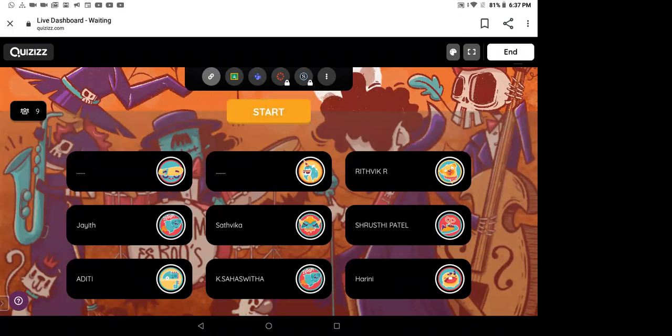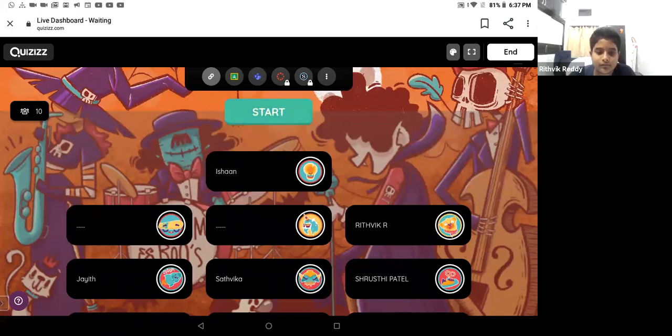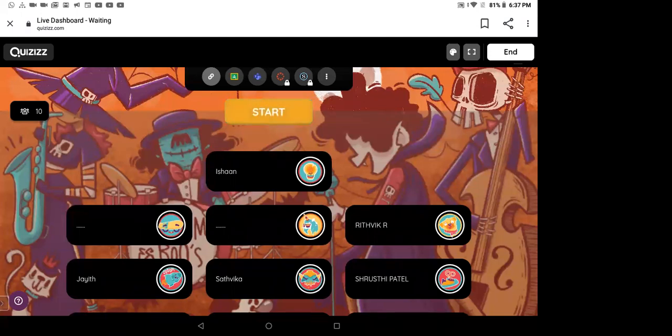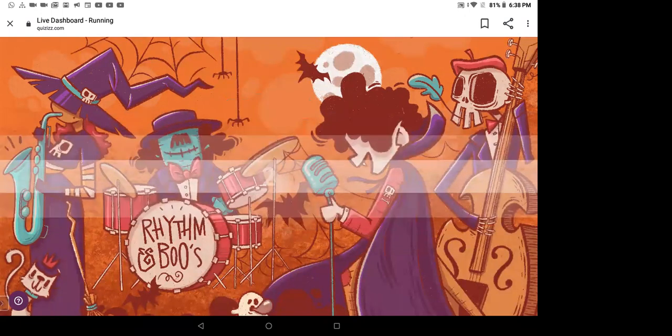Yes, ma'am, start. I can see only Ritvik R, Srusti Patel, Sarpika, Jait, Aditi, Sahasrita, and Harini. Ishan joined. What about Ritvik Reddy? Ma'am, I'm not getting the quiz, ma'am. Ma'am, you can just remove the dot. Those are both devices. I will remove, I won't accept. All the best, children. Ma'am, my name is showing as District N. That's not my device, ma'am.